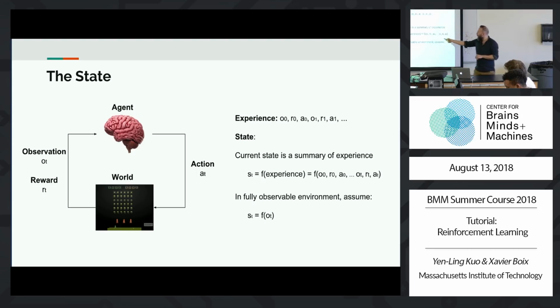An important concept in reinforcement learning is the state. The state is the current situation of the world, and given the state, the agent will have to decide which actions to take. So we can conceptualize the state in this way: it's a function that depends on the whole experience in that sequence. And we'll make an assumption here that the state will only depend on the current observation.